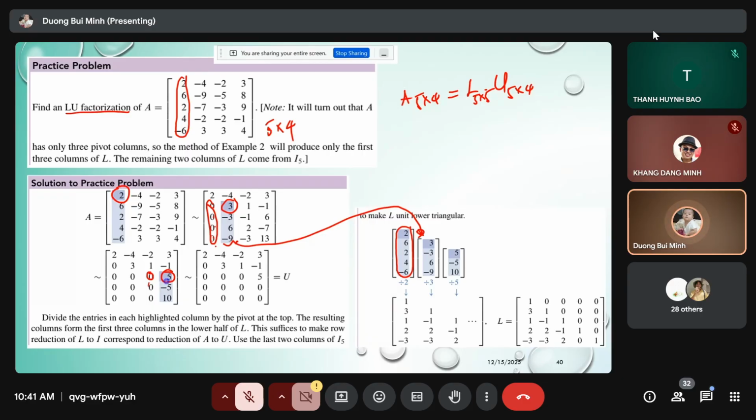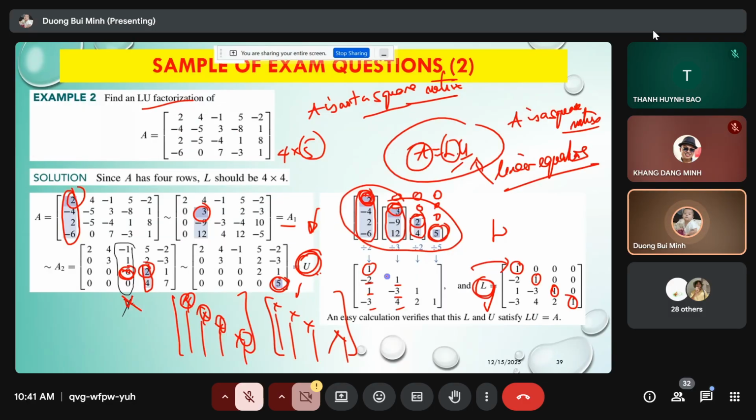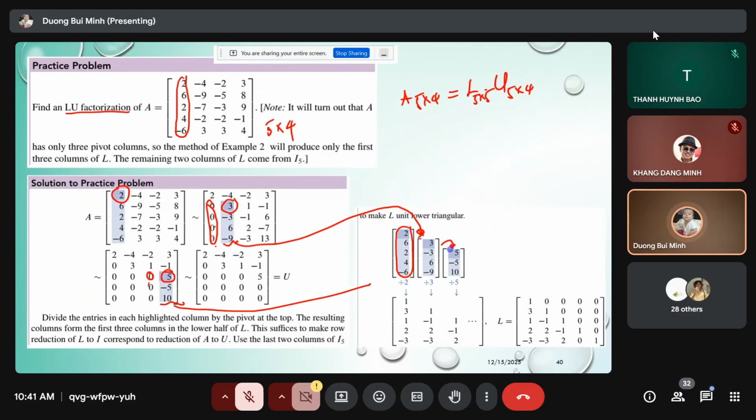The leading entries. So you move to here, right? Similar to this one. Here, 2, minus 4, 2, 6, 3, minus 9, 10, 12, 2, 4, 5, something like this. You just copy, okay? And then we would like to multiply it with 1, right? So we divide this by 2.